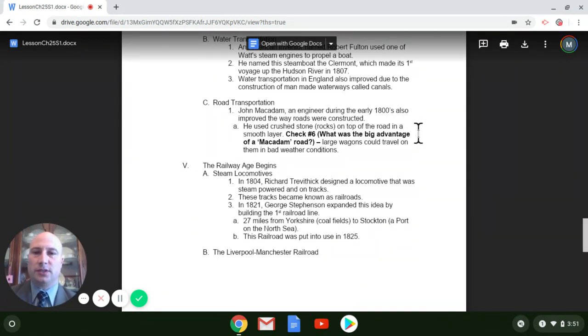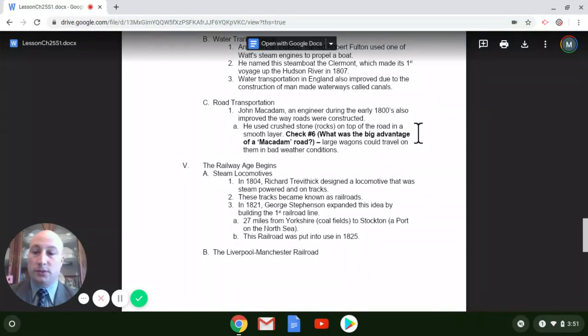Capital letter C is going to talk about road transportation. One of the key figures here is John McAdam. He was an engineer during the early 1800s, and he also utilized his efforts to improve the way roads were constructed. Basically, it's simple. He used crushed stone rocks on the top of roads in a very smooth layer. These are called gravel roads today.